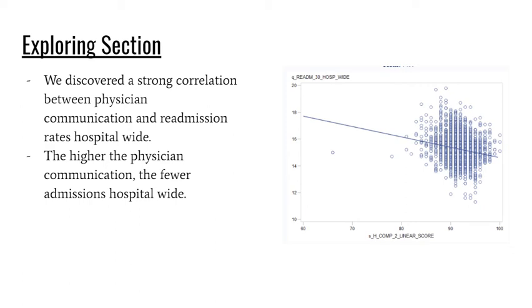After completing the univariate analysis, we started testing dependent and independent variables through a bivariate analysis. This is where we found a strong correlation between physician communication and readmission rates. The higher the physician communication, the fewer admission rates hospital-wide. We developed a hypothesis to test based on this initial finding.